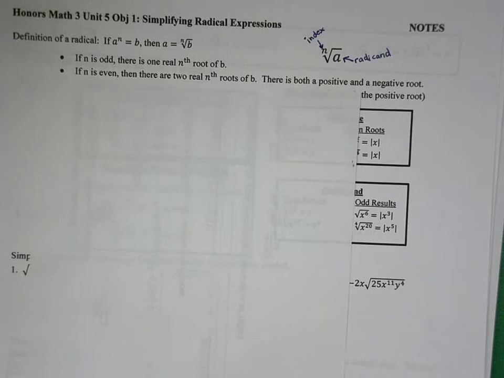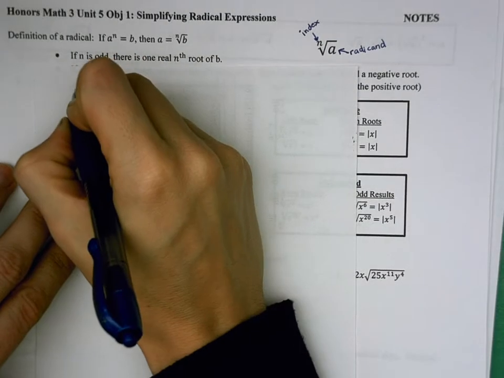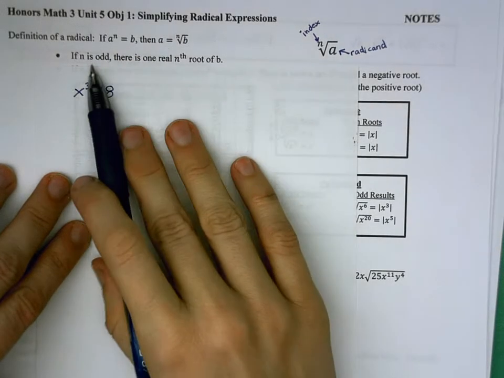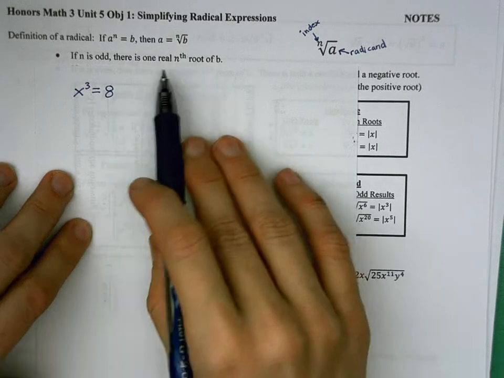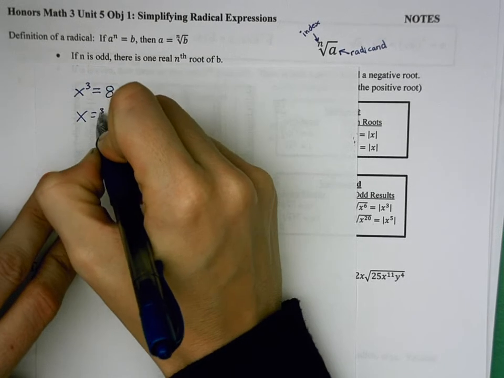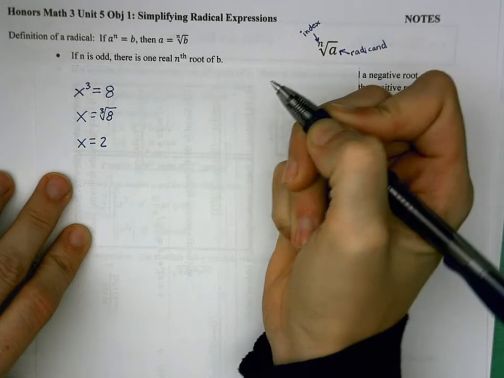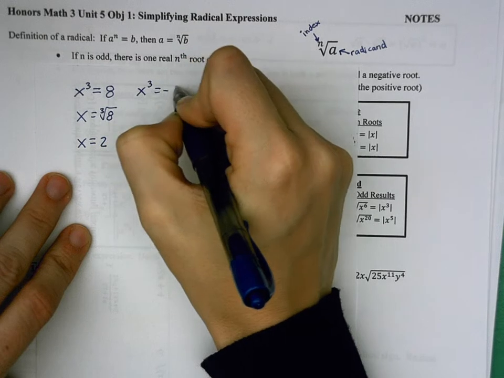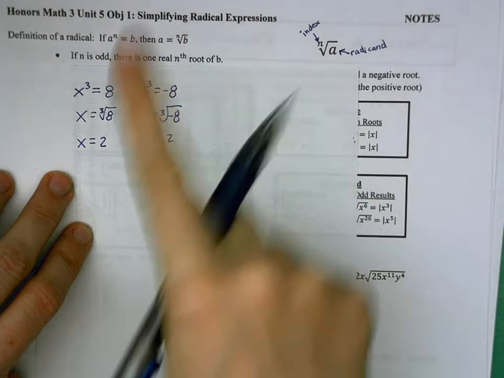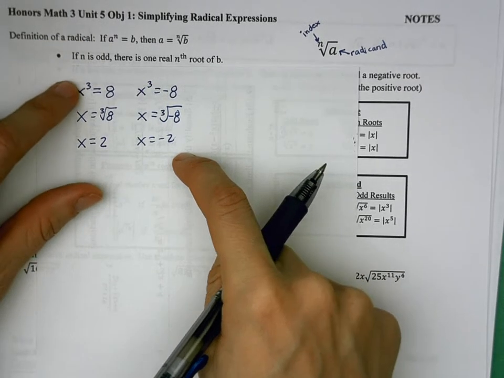And then a couple of additional reminders. If n is odd, then there is only one real nth root of b. So for example, x cubed, odd number, equals 8, then there's only one nth root of this value over here. If I were to cube root both sides, we'd have x is the cube root of 8, which there's only one number that comes out of that. That would be 2. Similarly, if we had x cubed equals negative 8, well, if I cube rooted both sides, I'd have the cube root of negative 8, which is negative 2. There's only one number that generates when n is odd, when my power is odd, an odd index.